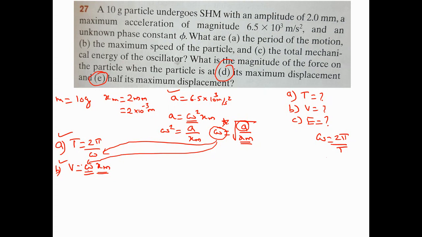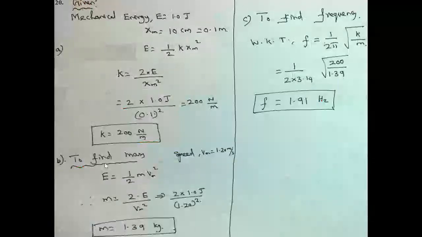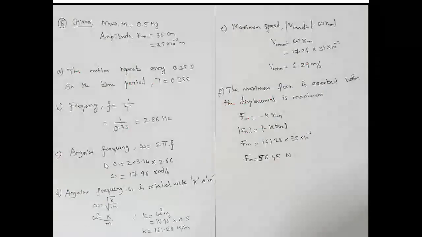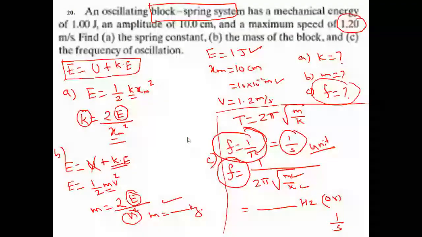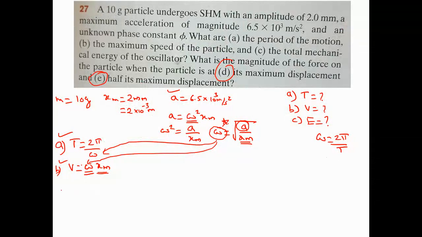Yes, teacher. Okay, now let's move to the third question. We are going to find the total mechanical energy. My dear, before we use the formula, what is the formula for energy? You can see the potential energy in the first part. This is my energy. Am I right? Yes. So the total energy E is equal to half K xm square.